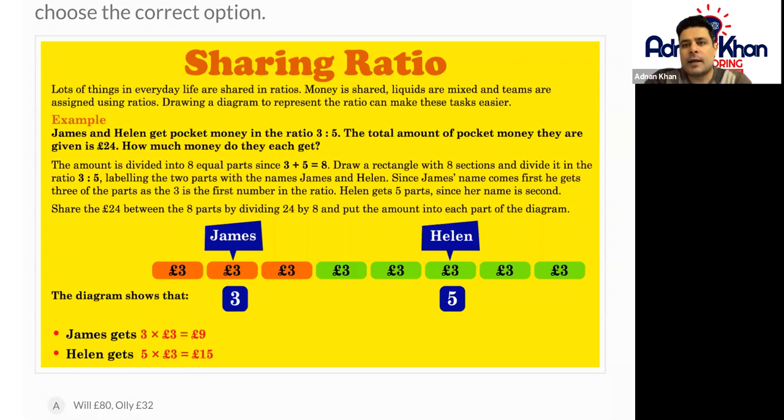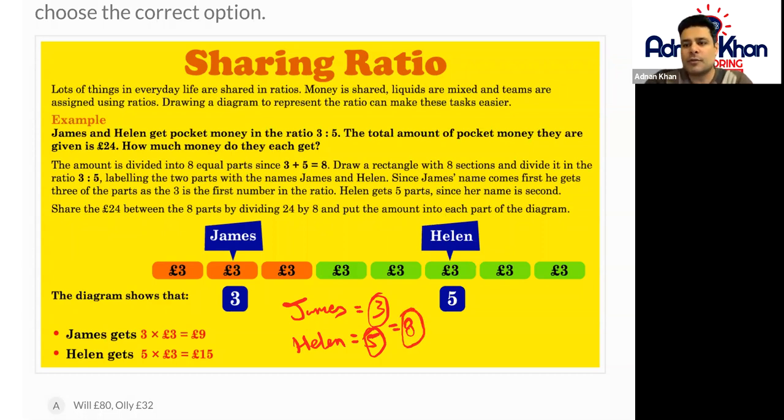So we know that Helen has the ratio 3. And James has the ratio 3. It's the other way around. My apologies. Let's just do that again. So James has the ratio 3. And Helen has the ratio 5. And in total, that makes 8 different parts.